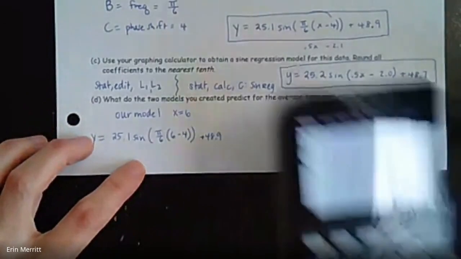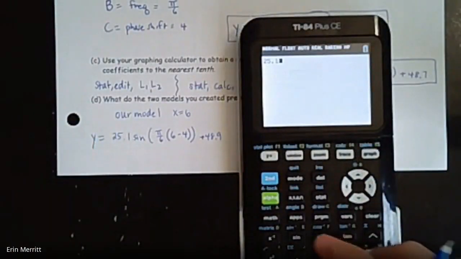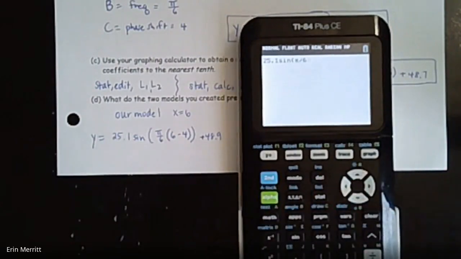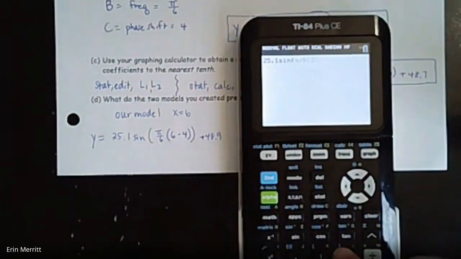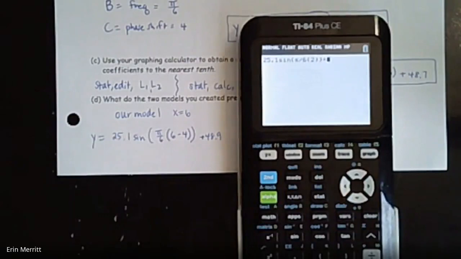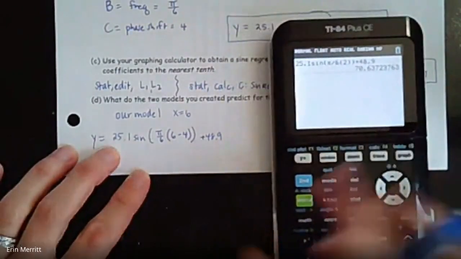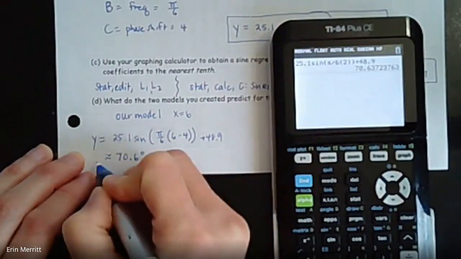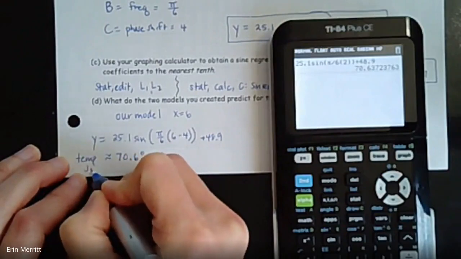And we can do all that right on the home screen. Right? So nothing crazy. So 25.1 times the sine of, and then type in pi over 6, and then times 6 minus 4 is really just 2. Close that up, and then add 48.9. That gives us 70.6 degrees. So about. All right. So this is the temperature prediction for June.